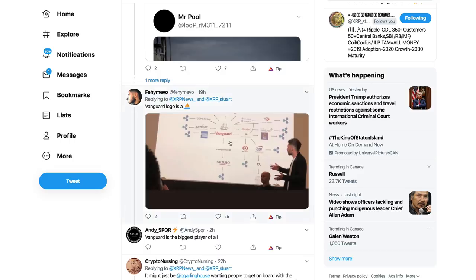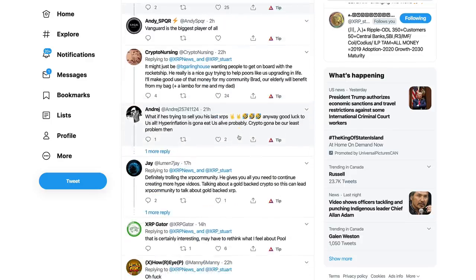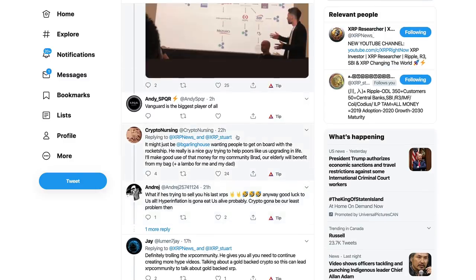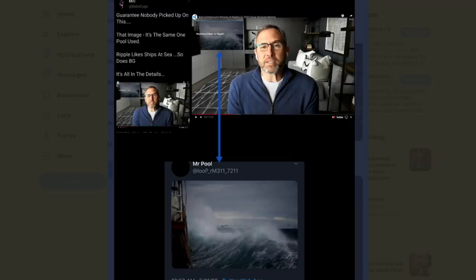So ships, waves, ripples in the ocean, all very thematic for Ripple the company, for XRP, for the XRP community as a whole, and for all these riddles we're seeing. Is it just a coincidence? Does Mr. Poole know more than many of us originally thought? Or could it just be that the team at Ripple is trolling XRP hodlers?